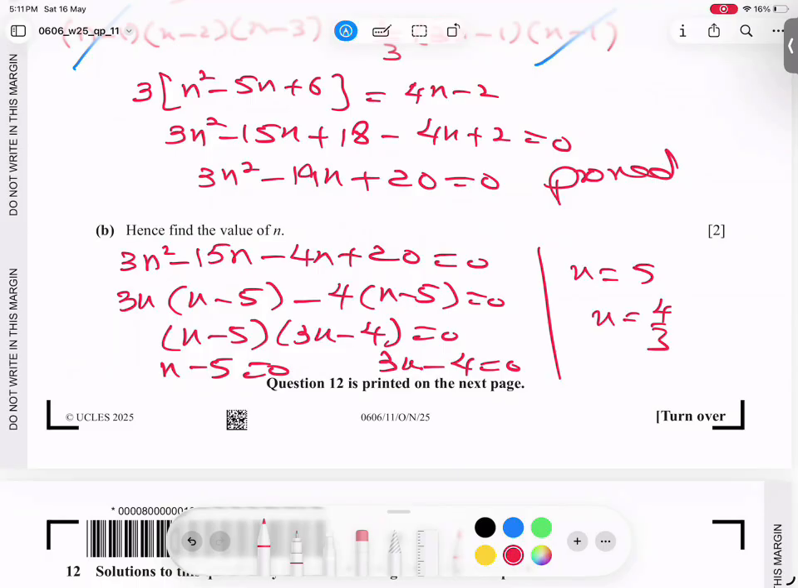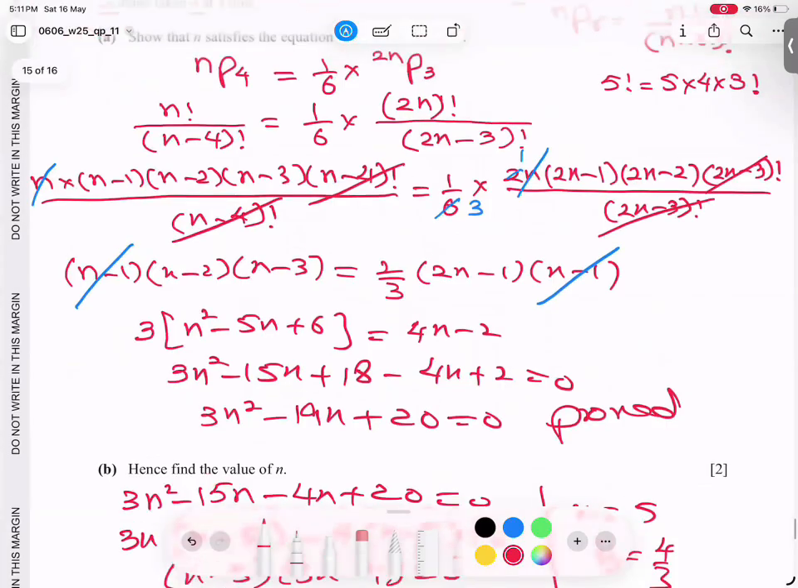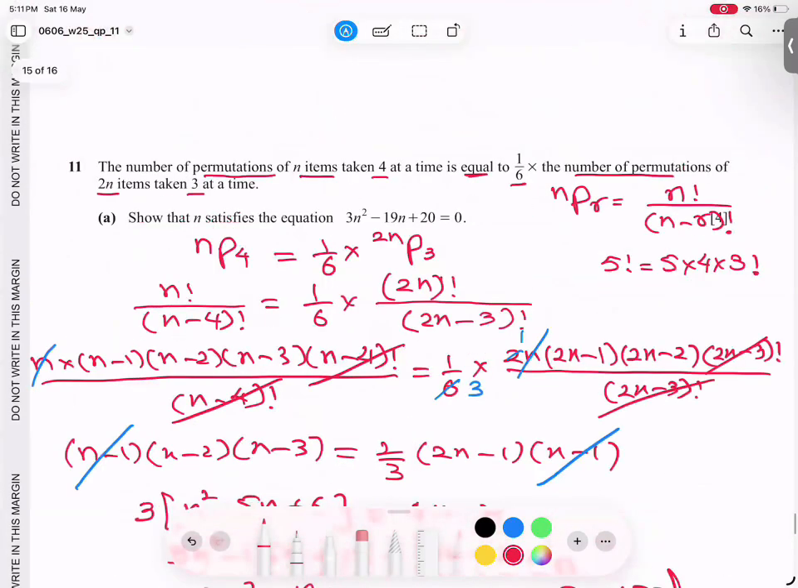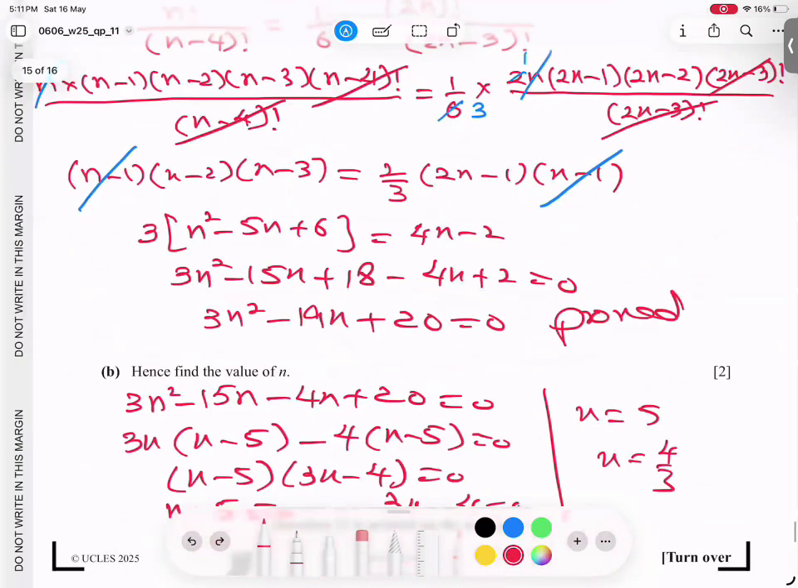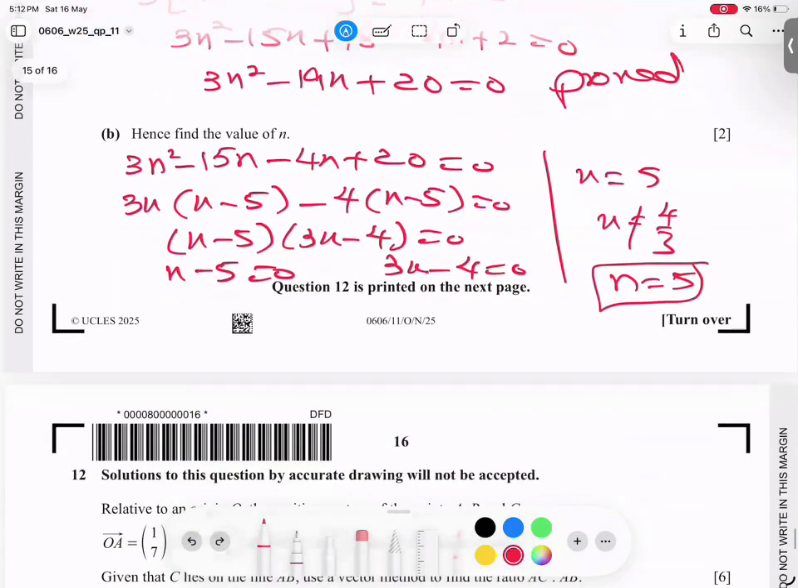So which is accepted? What is the basic criterion? n is a number of permutations, and n can never be a decimal or fraction, even. So our final answer is 5. I hope the point is very clear, because a fraction or a decimal, even a negative, is not acceptable. The point is clear.